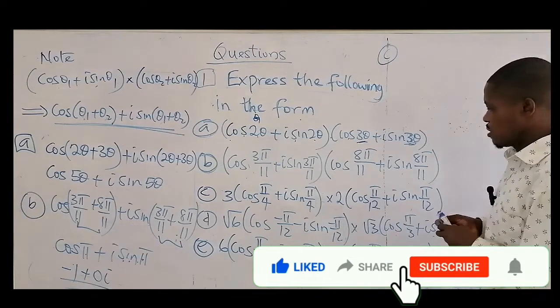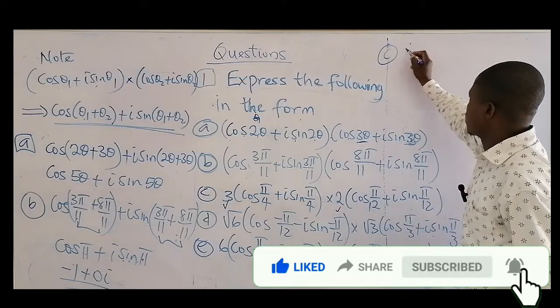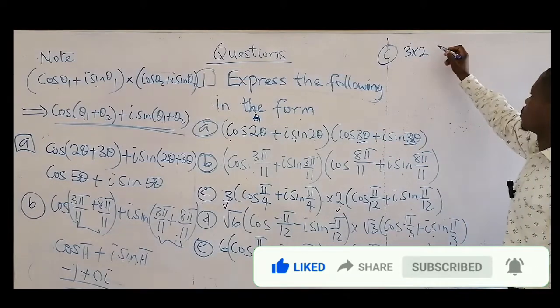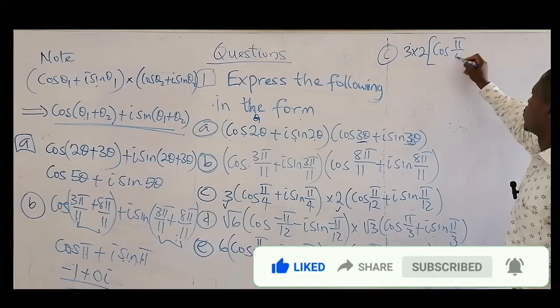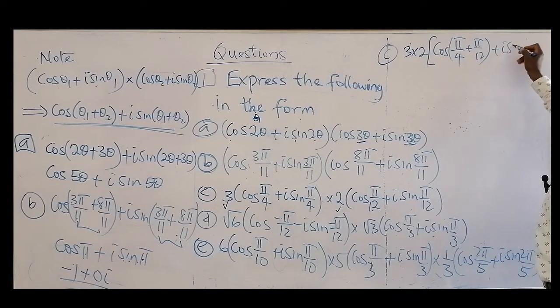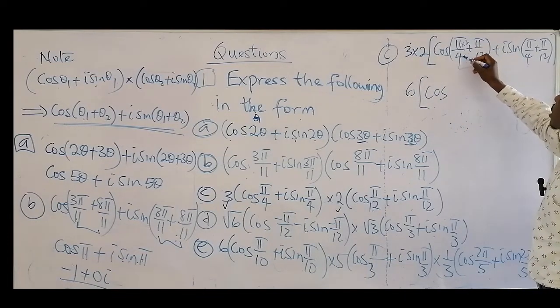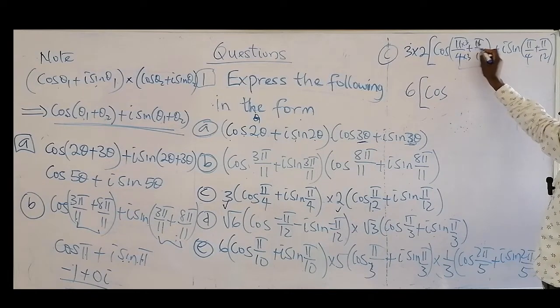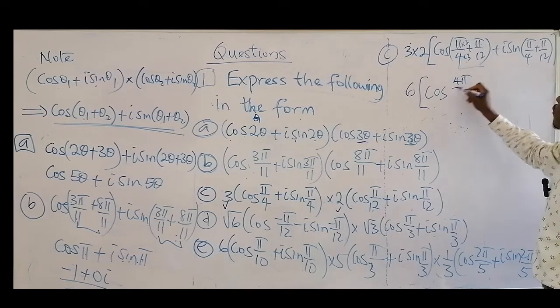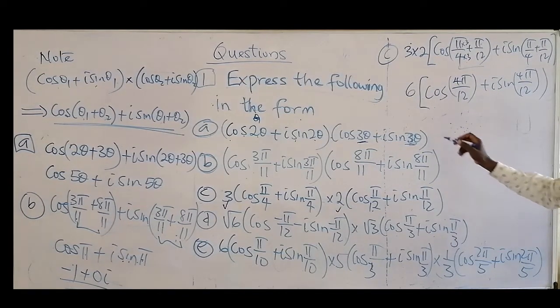The C part, we have to take care of the modulus. 3 is here, 2 is here, so that will be 3 times 2. That's the first thing we do. Then cos of pi over 4 plus pi over 12, plus i sine of pi over 4 plus pi over 12. So this will be 6, then cos, with this one times 3, this one times 3. So I have 3 pi plus pi, that's 4 pi over 12, and then i sine of 4 pi over 12. So that's what we have. For the final thing, just punch your calculator and get the final conclusion.